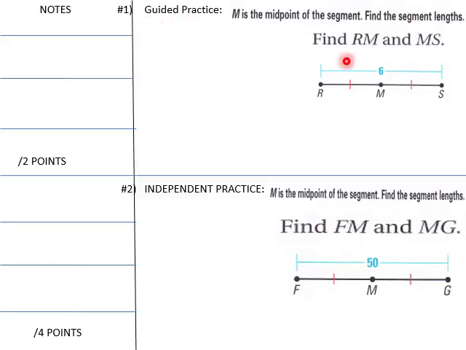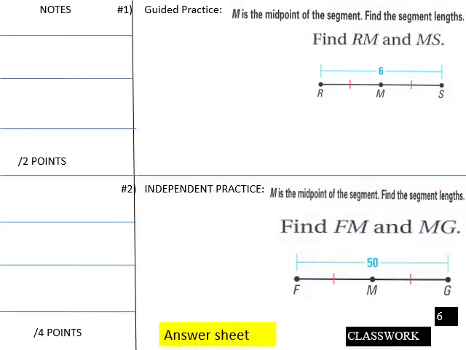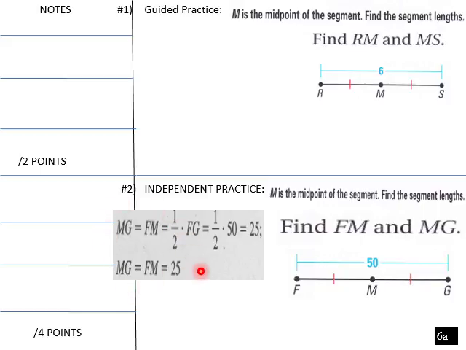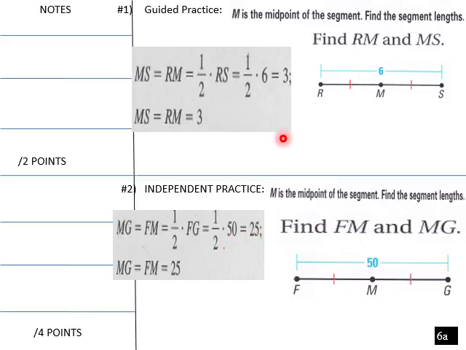Here's our guided practice, students. Find RM and MS, and then your independent practice is down here. If you want solutions for your independent practice and homework, email me for that. Well, this one here you actually get MG equals FM, which equals 1/2 of FG, which equals 1/2 of 50 is 25. And then up here, the same thing. We just split RS in half and we get 3 for RM and MS. MS equals RM equals 3.